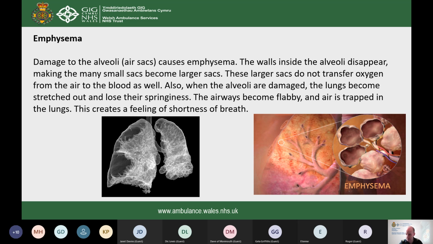So emphysema, anyone know the difference between emphysema and bronchitis? Yeah, pink puffer, blue bloater. Cool. Anyone know what that means? Anyone know what's happening in that respiratory system to make them pink puffers or blue bloaters? Spaces are enlarged. Yeah, good. Emphysema is the breakdown of the alveoli. Anyone know what bronchitis is?